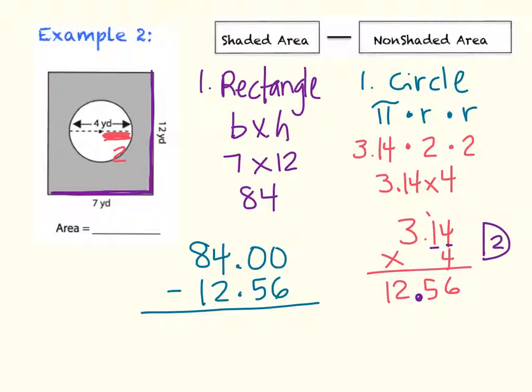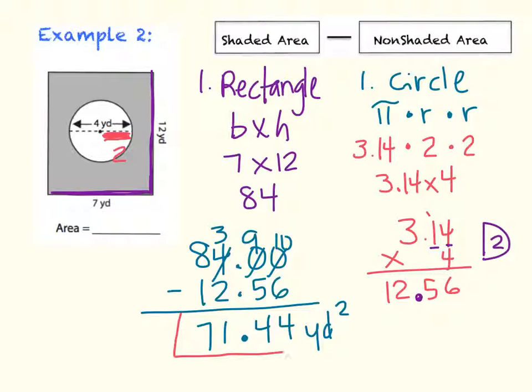12.56. I'm going to need to borrow so that I have enough to subtract over here. 10 minus 6 is 4. 9 minus 5 is 4. I'm going to carry down my decimal. 3 minus 2 is 1. And 8 minus 1 is 7. So the remaining shaded space after the circle's been removed is 71.44. And this particular example is in yards. So I would say square yards. Final answer for this is 71 and 44/100 square yards.